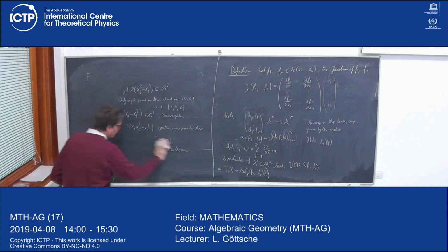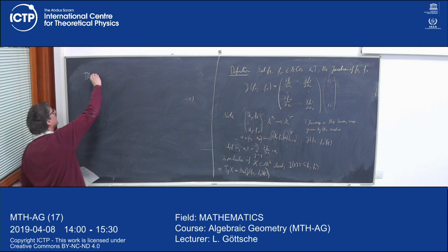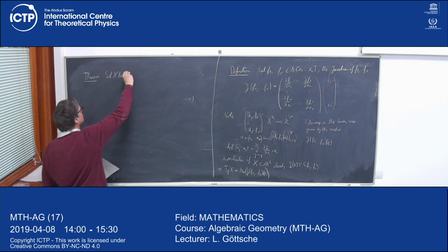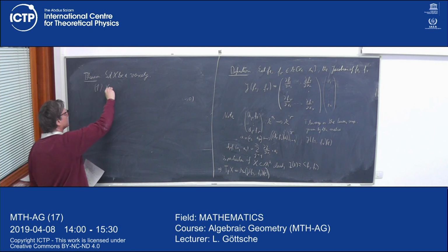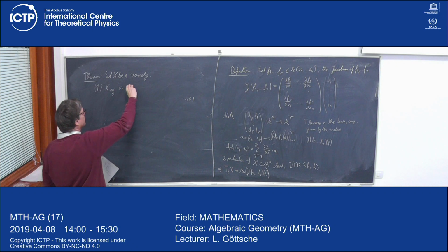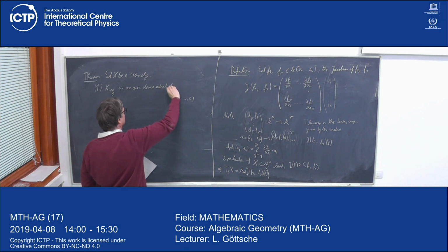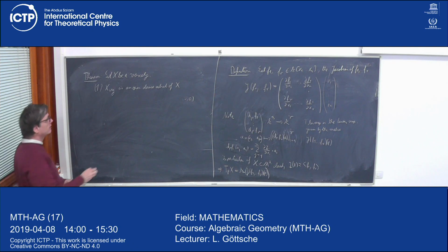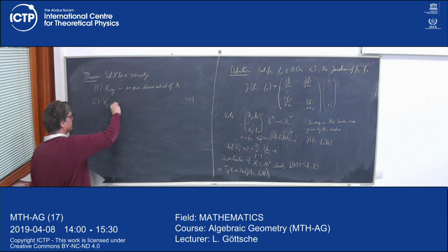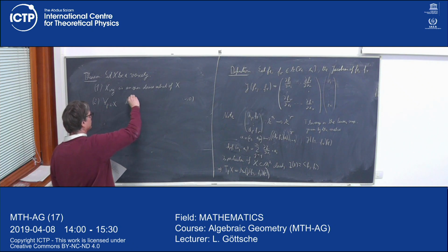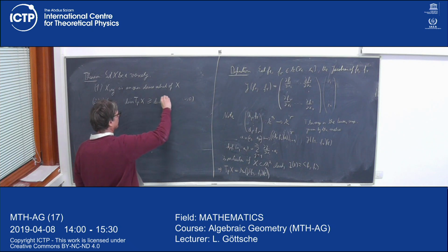So now I want to state my theorem. Let X be a variety. Then first, the set of regular points of X is an open dense subset. So almost all the points are regular, so non-singular. And the second one is that for all points P in X, the dimension of the tangent space of X at P is bigger or equal to the dimension of X.